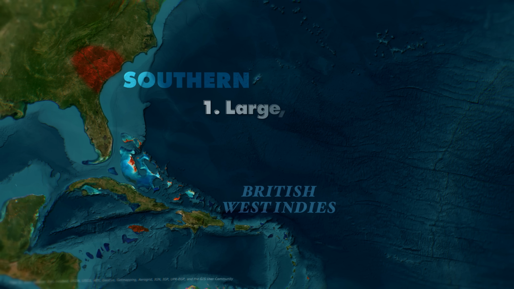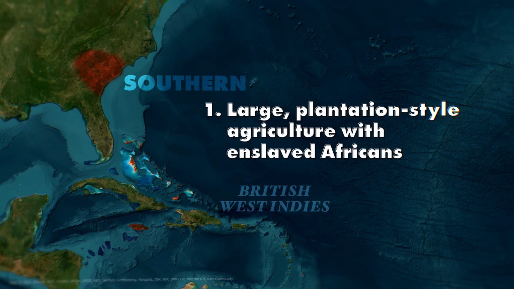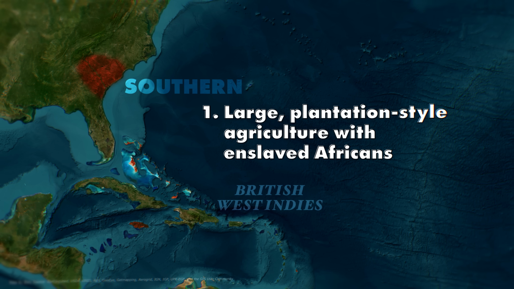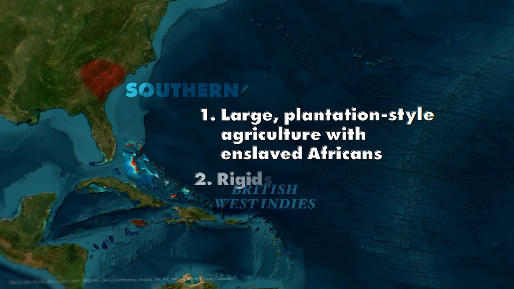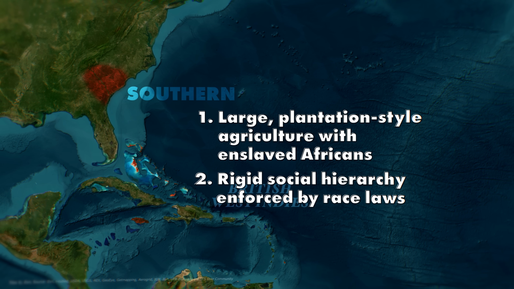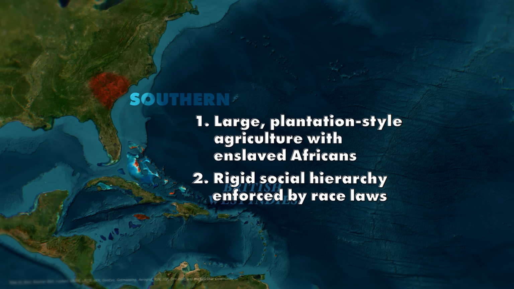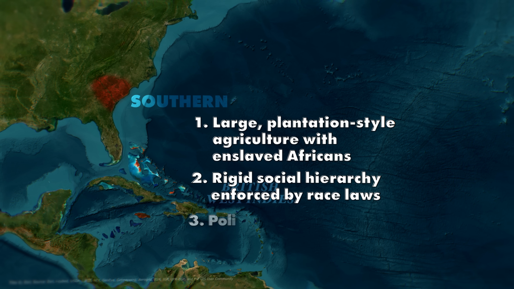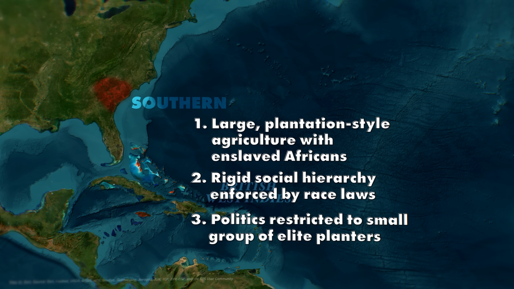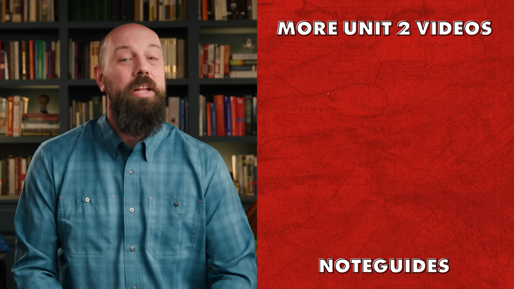And so let's sum up the southern colonies. First, the southern colonies were dominated by large plantation-style agriculture with massive populations of enslaved Africans. Second, the need to control the enslaved population led to the imposition of a rigid social hierarchy enforced by an elaborate system of race laws. Third, politics in the southern colonies was restricted mainly to decisions made by a small group of elite planters who wielded the most power.